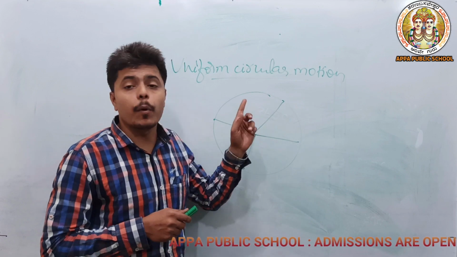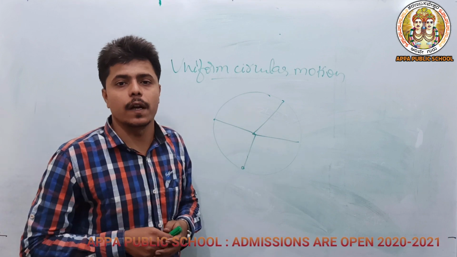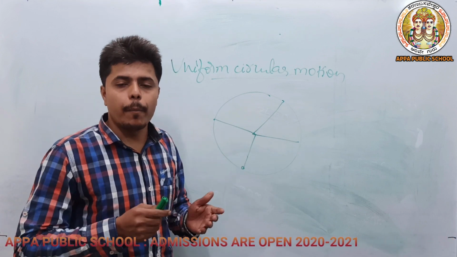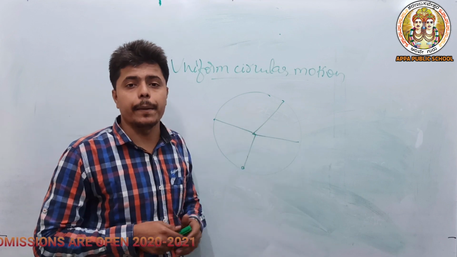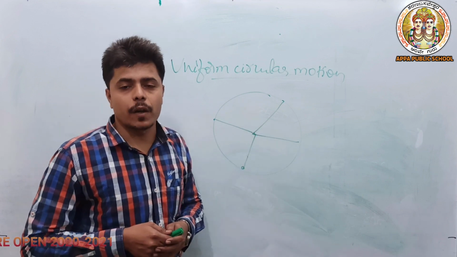So this is about uniform circular motion. What is uniform circular motion? The body is moving in a circular path covering equal distance in equal intervals of time. So we can say it is a uniform circular motion.